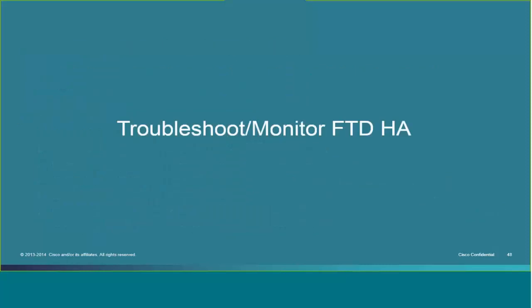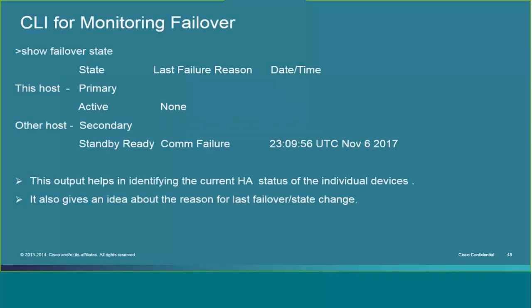So let's move to the troubleshooting section of monitoring commands that we have. A few of the commands for the monitoring of the FTD HA. So this is show failover state. This is similar to show failover state on the ASA failover. It will talk about the current state of both the units, and it will also tell the reason for the last failure. So it gives you an idea as to what was the last change and why that happened.